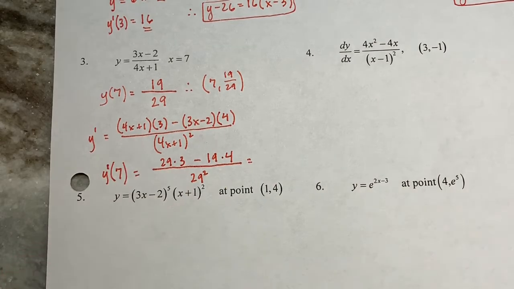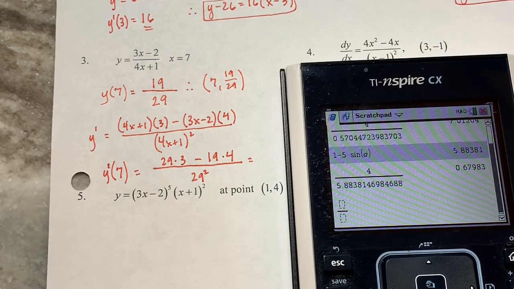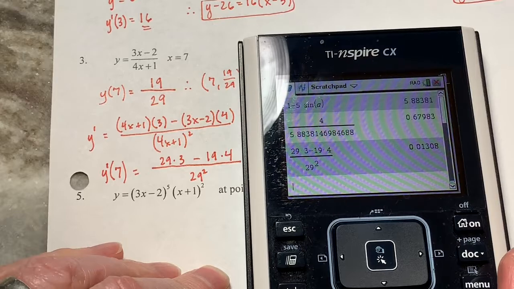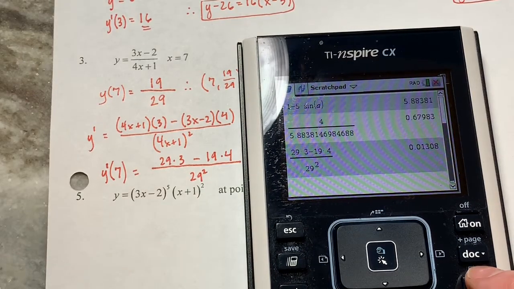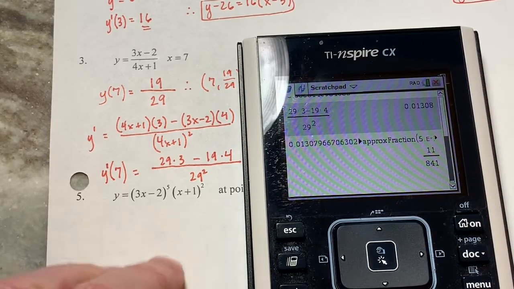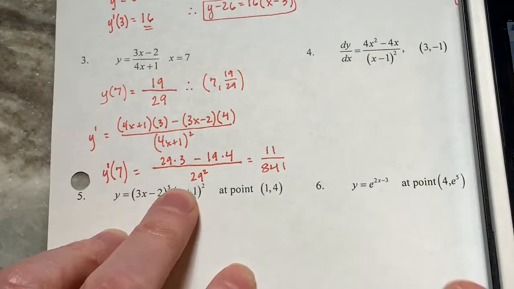And at that point, you can pull out your calculator, clean it up. You'll have a calculator on this test. In real life, you probably wouldn't have had a calculator there, so you'd have to be extra careful. But in this one, I'm just going to take out my calculator, create a fraction, 29 times 3 minus 19 times 4, all of that over 29 squared. And it gives me that. Now, I probably want a fraction, at least to create the illusion that I've done the math, right? So I'm going to go menu, number, approximate to a fraction, and it gives me 11 over 841. So 11 over 841 would be my slope.